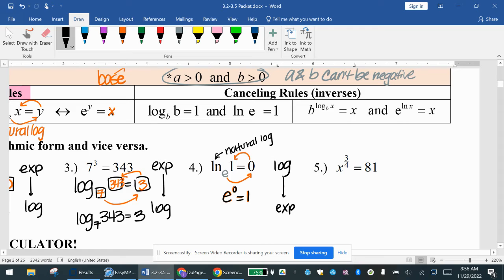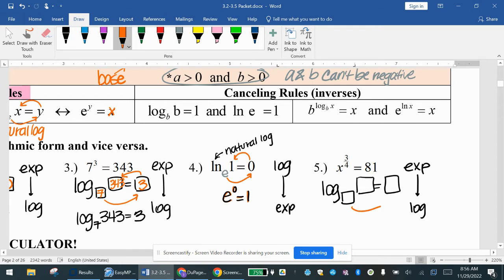Okay, next one. It is exponential. I'm going to rewrite it as a logarithmic expression. So for those, I like to set up my 3 blank boxes and double check it with my whoop whoop.